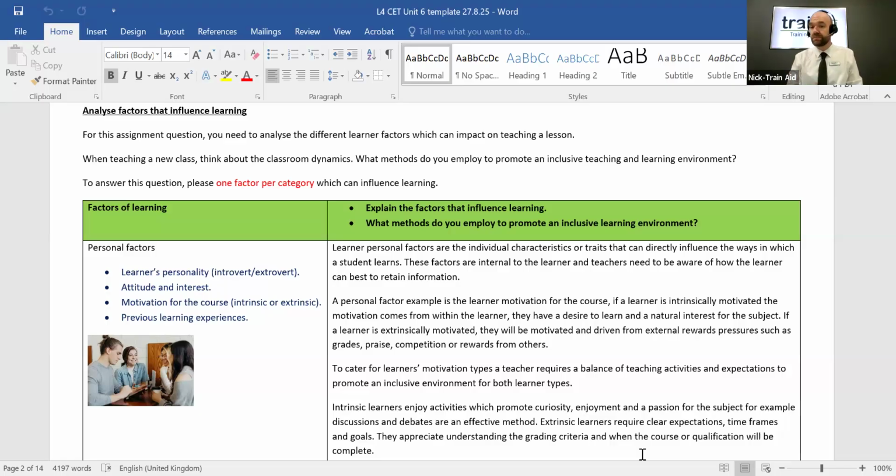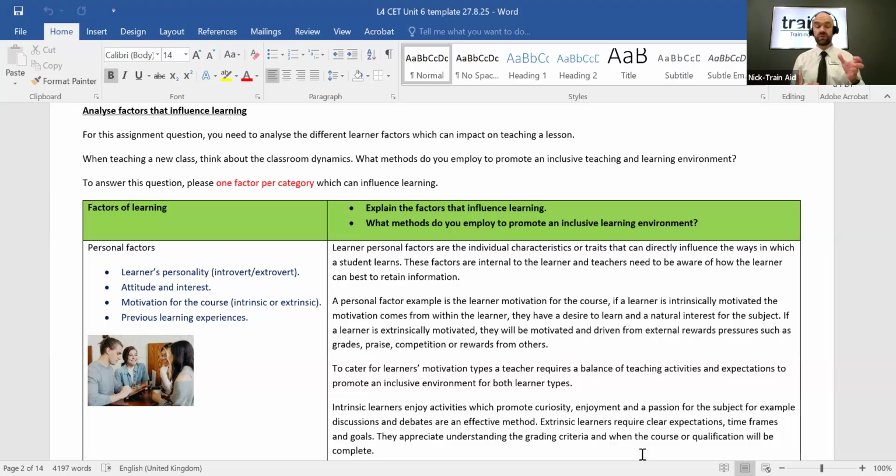A personal factor example that I've found within my own teaching is the learner's motivation for the course. If a learner is intrinsically motivated, as mentioned before, the motivation comes from within. They've got a strong desire or a natural passion for the subject, which is fantastic. Some learners might be extrinsically motivated. They're driven by external rewards and other pressures such as grades, praise, competition, rewards from others as well. So it's a delicate balance. You might get learners with a blend.